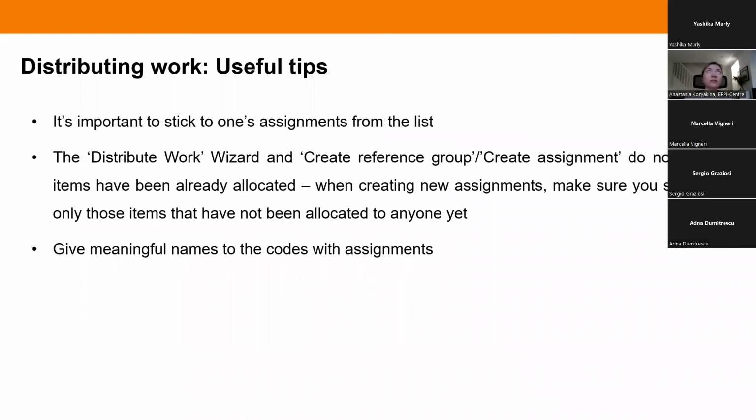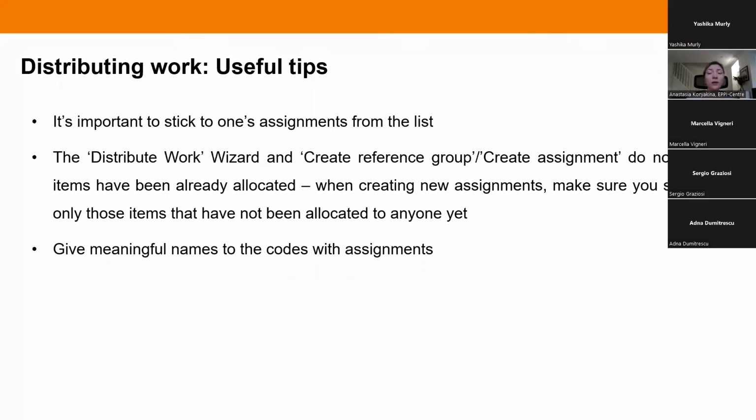And another important thing that frequently causes issues is that both the Distribute Work wizard and the other way of creating assignments, so create reference group plus create assignments, do not see if the items have been already allocated to anyone else. So if you create one assignment using the wizard or using the reference groups way, and then right away you want to create another assignment choosing all items in the review again, the software will not understand if the items have been assigned to anyone. It will get again the whole batch of items in the review. So some overlap might be created in this way.